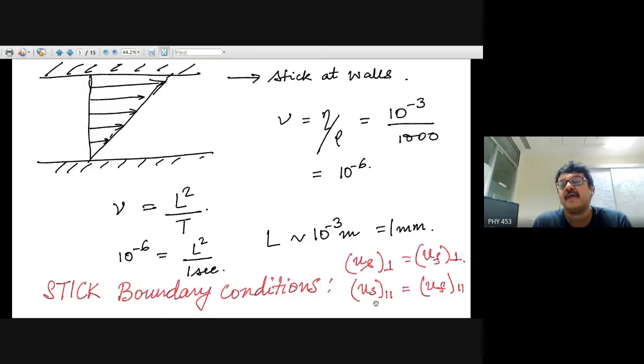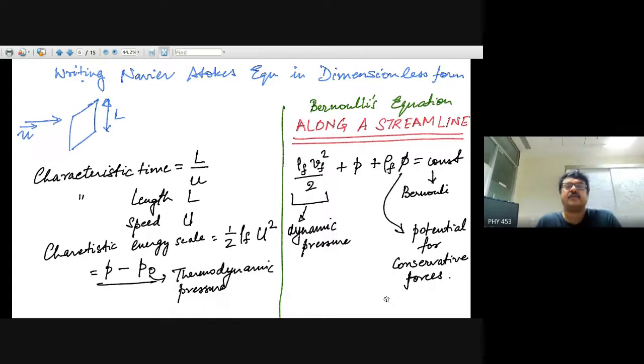furthermore, if you have viscosity, the fluid is going to stick to the wall, and the consequence is that the component of the velocity of the fluid which is parallel to the surface of the solid will have equal velocity as that of the boundary. So these are the boundary conditions you need to solve it. The next thing I'm going to do is basically write the Navier-Stokes equation in dimensionless form.